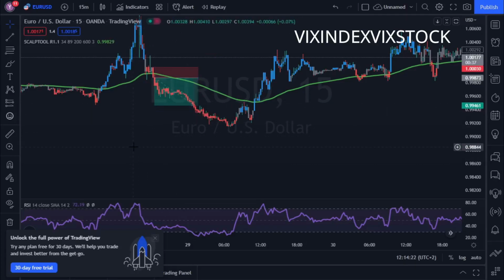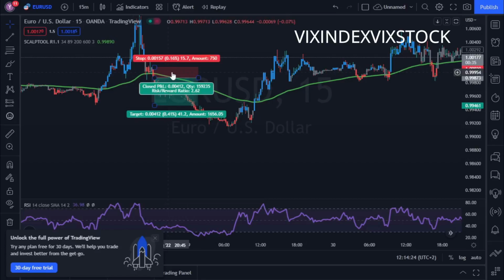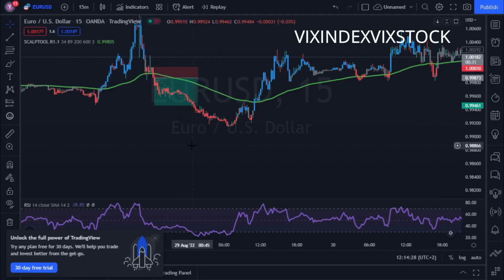But if it doesn't go our way, we always have our trusty stop loss there. Always have a stop loss, always have a take profit. Know when to get in and when to get out of the market.